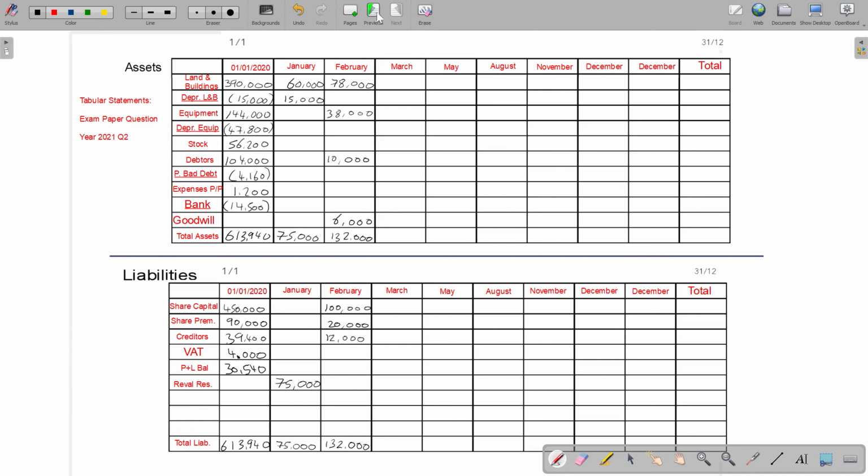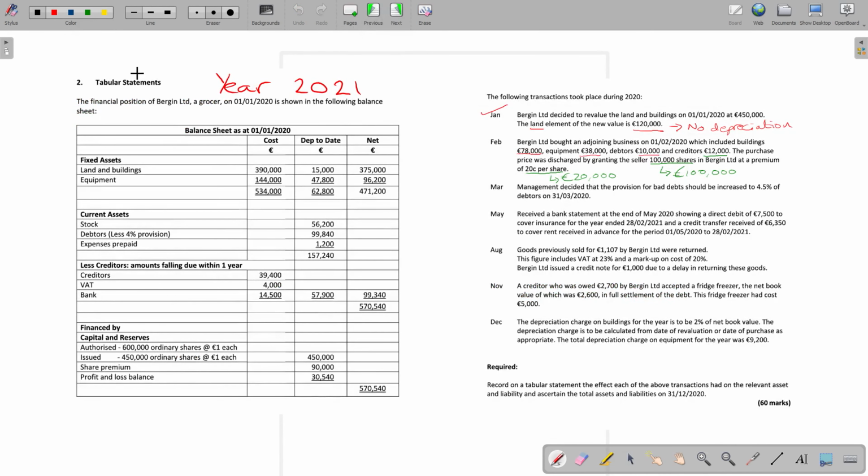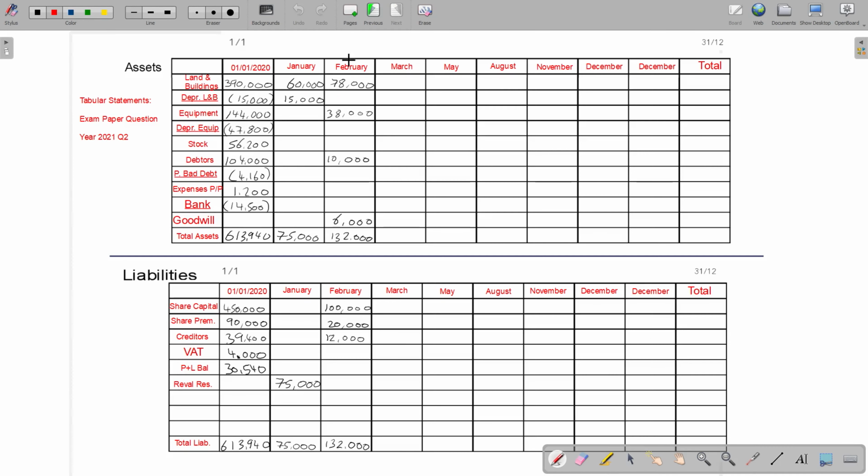So, next question for March. We can tick off February. Management decides that the provision for bad debt should be increased to 4.5% of debtors at the end of March. So debtors is already changed anyway. So our debtors, we'll say question 3, is 114,000.